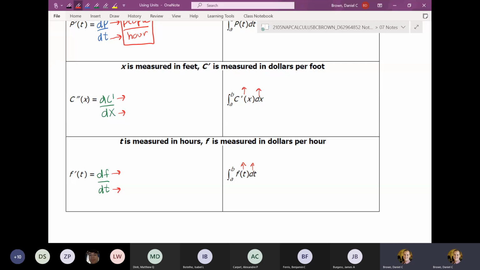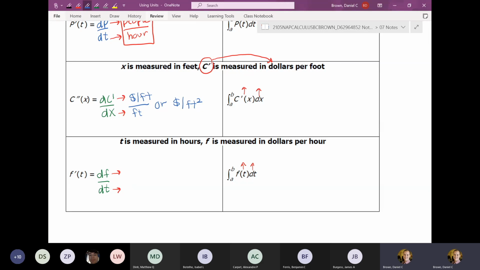So c double prime is the derivative of c prime, which was given to us. It tells us that c prime is measured in dollars per foot. So c prime is dollars per foot, and dx would then be measured in just feet, based off of what was given to me. So c double prime will be dollars per foot per foot, probably more commonly written as dollars per feet squared. Weird unit of measurement, but that's the unit for c double prime.